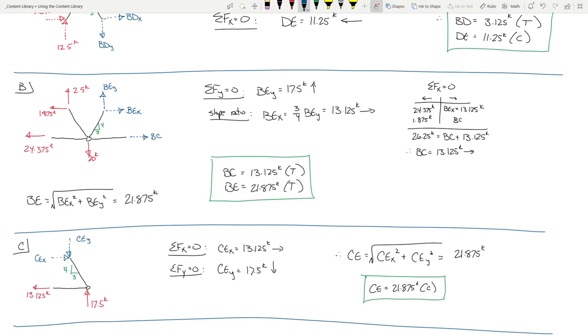Like a big box like this. I'll put this in the notebook here in a second. But that's it. That's basically truss analysis in a nutshell. Does that make sense? Okay.